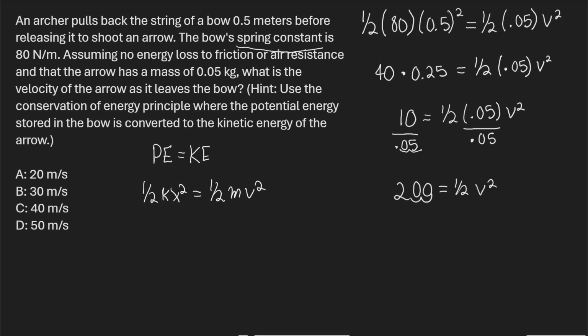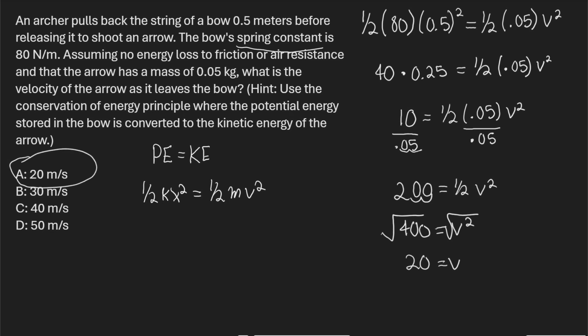Now, 200 divided by half, that's the same thing as 200 times 2. 400 is equal to v squared. And taking the square root of both sides, the correct answer here is going to be 20 equals v, 20 meters per second. So the correct answer here is going to be A.